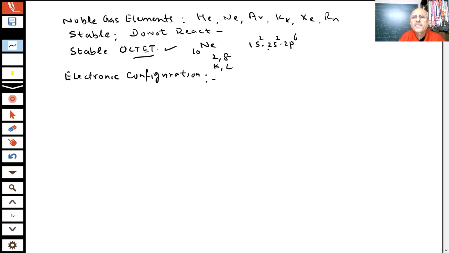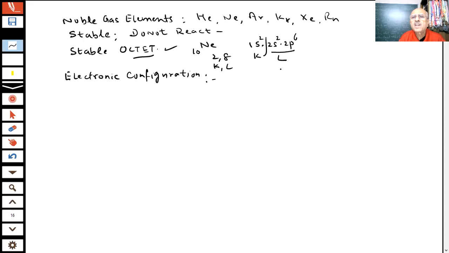This is my first shell K, this is my L. L has got two subshells, 2s and 2p, students. The maximum electrons that we can put in s is 2, and the maximum electrons I can put in p is 6. So these are the electrons which are present here. This is 8, meaning a total of 8 electrons are there in the outermost shell.